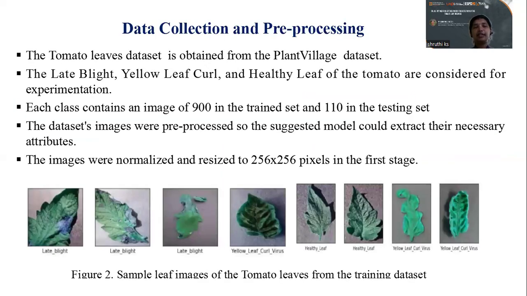This slide shows the detailed explanation of the data collection and the pre-processing step. The dataset for this study was obtained from the PlantVillage dataset, following 3 specific categories of the tomato leaf: healthy leaf, late blight, and yellow leaf curl. Each of these classes contains 900 images in the training set and 110 images in the testing set. The dataset images were pre-processed so that the suggested model could extract the necessary features required for training and classification.